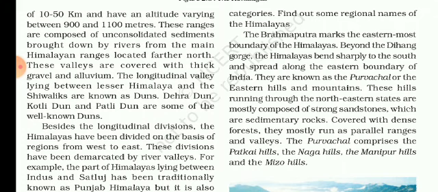The longitudinal valleys lying between the Lesser Himalayas and Sivaliks are known as duns, with names like Dehradun, Kotli Dun, and Patli Dun.